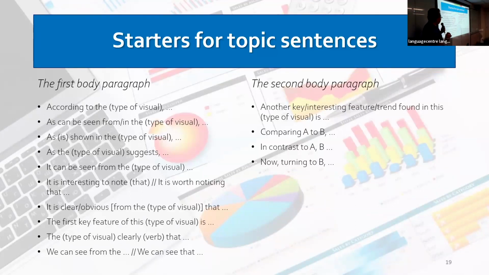Here are some suggested phrases for your topic sentences. This is just for your reference. What I would like to suggest is that you try to apply them in your writing. It may not be a good idea to memorize or recite all these by heart. But each time you do a practice exercise, you can refer to the slide and try to select just one or two of these suggested sentence structures to practice and apply in your writing.